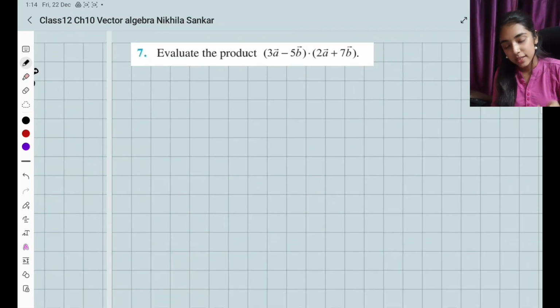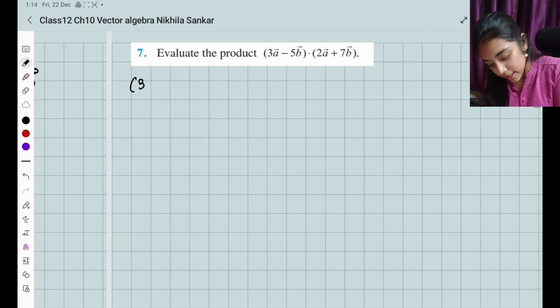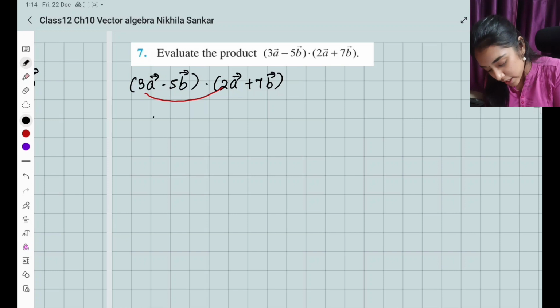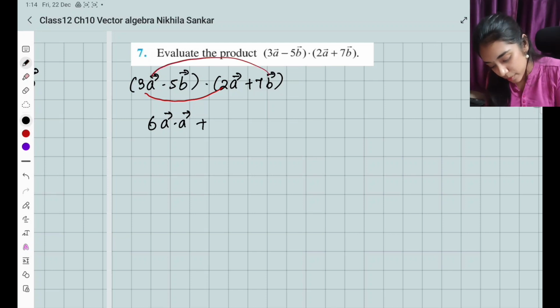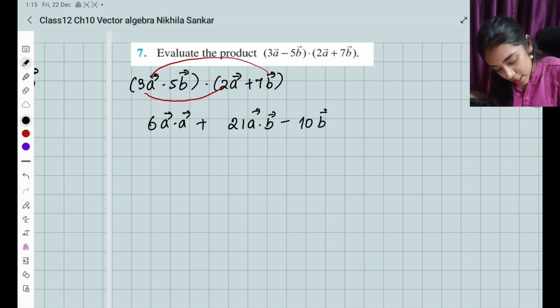Question number 7. Evaluate the product. This is what we have been doing all this time. So this is going to be 3A minus 5B dot 2A plus 7B. Shall we write one term at a time? So 3A into 2A. So this is going to be 3 2s are 6 A dot A. Okay, write it step by step. Plus I'm going to do 3A times 7B. So this is going to be 3 into 7, right? So 3 7s are 21 times A dot B plus minus 5 into 2. So I write that as minus 10 times B dot A minus 7 5s are 35 times B dot B.